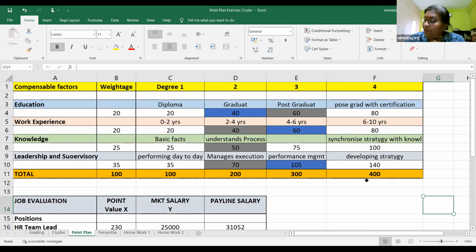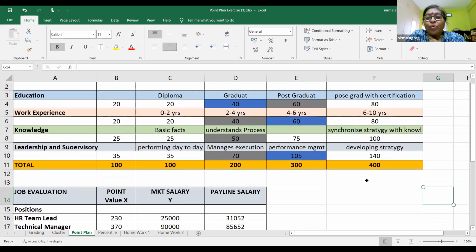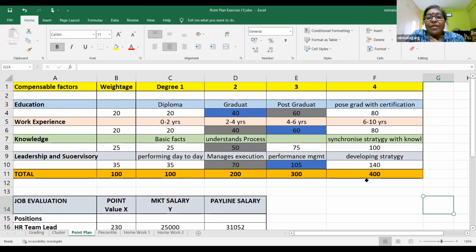So how many points will I give then? 70. So how much will it come to? 40 plus 40 plus 50 plus 70, that is 200. But if in the job description they were looking at a postgraduate, or a work experience of 4 to 6 years, then your points will differ, right? Let us take another one.